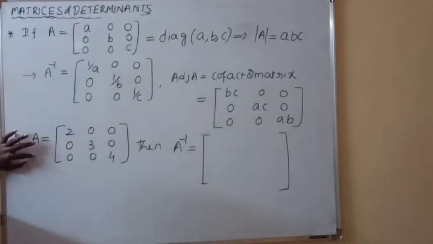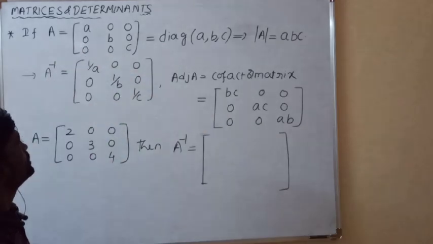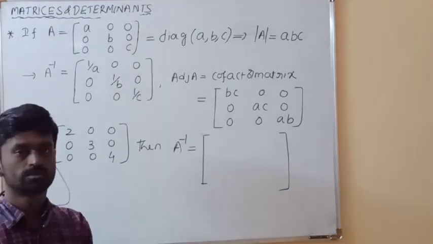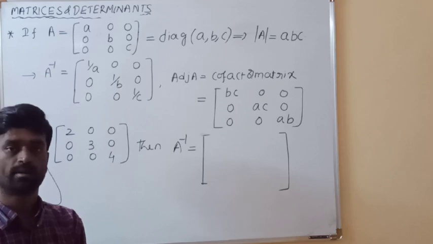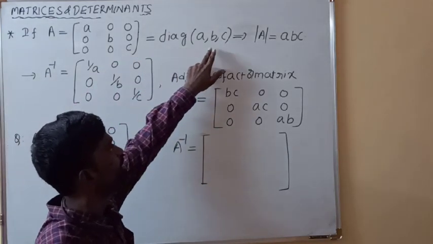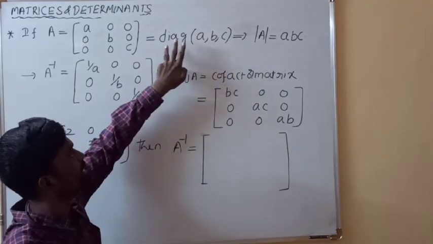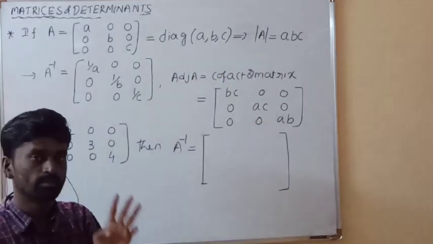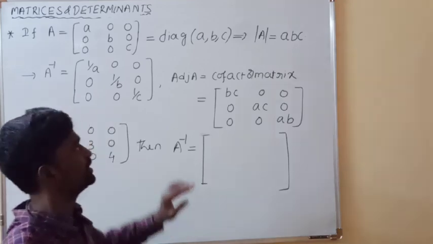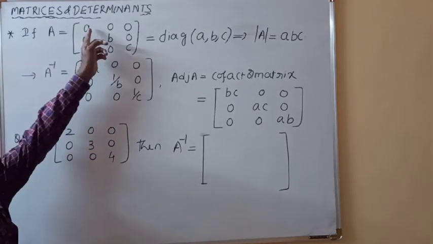So here this is the question, this is the trick. Okay. If A is equal to the matrix with a, 0, 0, 0, b, 0, 0, 0, c, that means your diagonal elements are present but non-diagonal elements are 0 only. So this is what kind of matrix? Diagonal matrix. That diagonal matrix can also be represented as diag of a, b, c. So here how many elements are there? 3 elements. That means diag of a, b, c represents a 3 by 3 diagonal matrix whose diagonal elements are a, b and c. That is the meaning of this. Then the determinant of A is equal to just the product of diagonal elements.